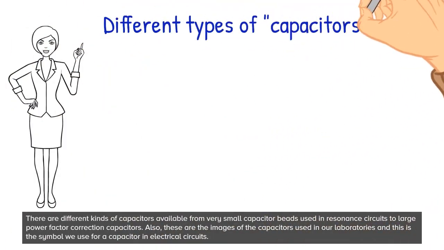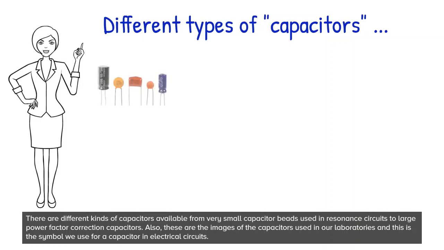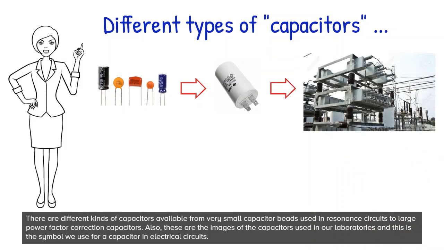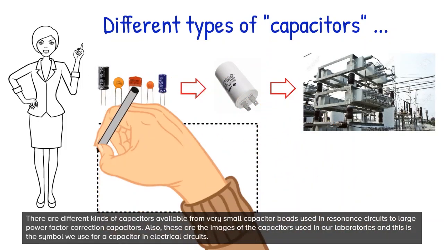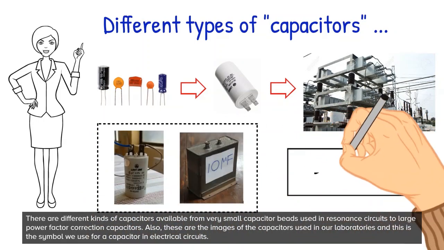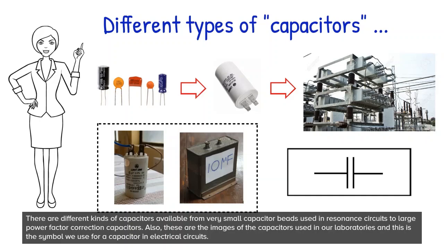There are different kinds of capacitors, available from very small capacitor beads used in resonance circuits, to large power factor correction capacitors. Also, these are the images of the capacitors used in our laboratories, and this is the symbol we use for a capacitor in electrical circuits.